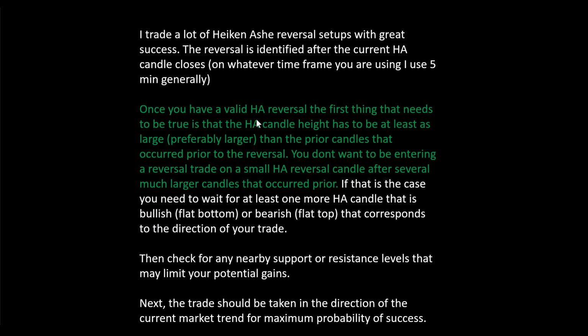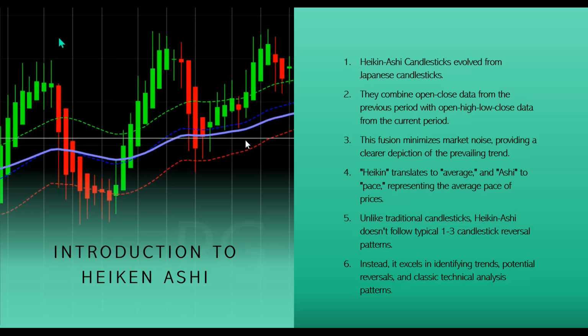And again, when we have a valid Heiken Ashi reversal, the first thing that needs to be true is the Heiken Ashi candle height has to be at least as large, preferably larger than the prior candles that occurred prior to the reversal, like I showed you before. If you've got a bunch of red candles coming down with flat tops, you don't want to take a long on a couple of small green candles with flat bottoms. You just don't have the power to reverse that. So you have to be very skeptical of that. Okay, so I'm just going to leave that at that.